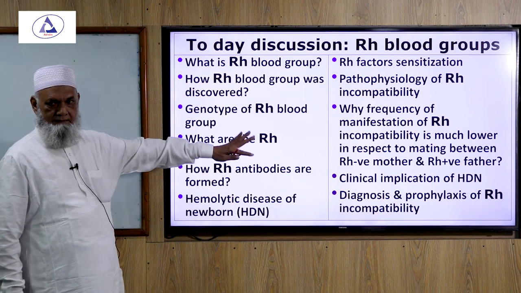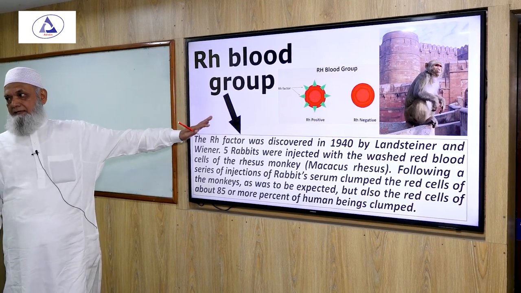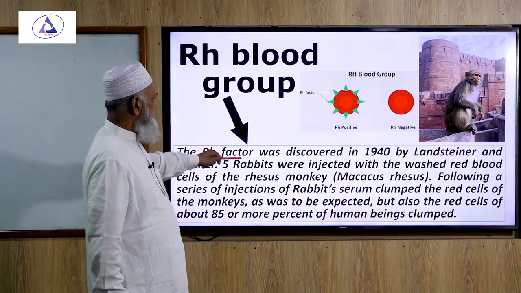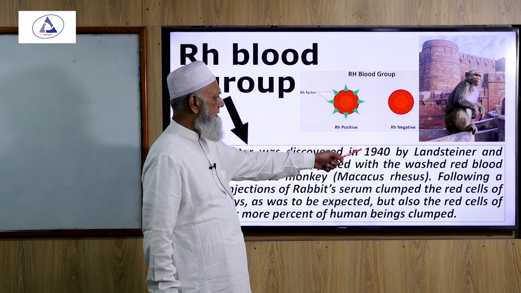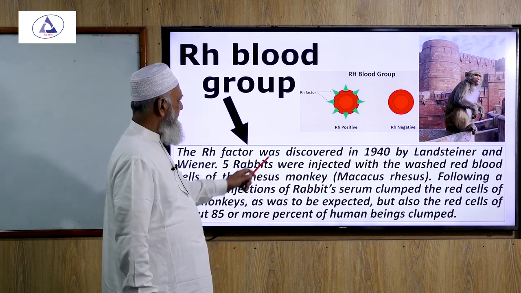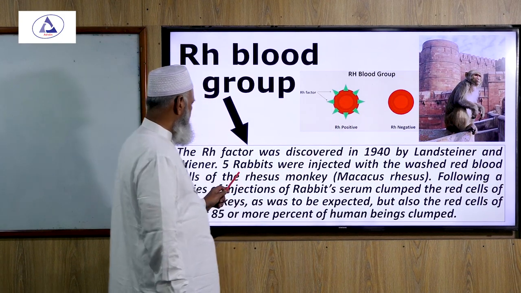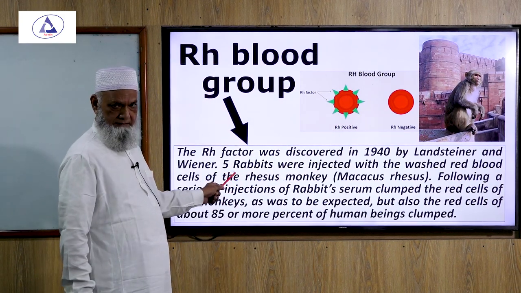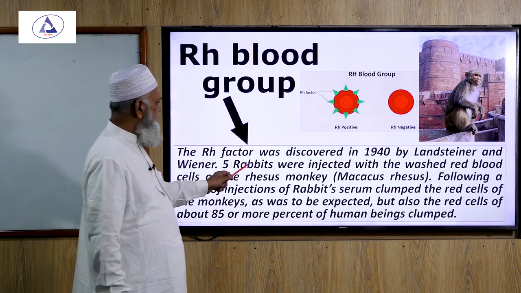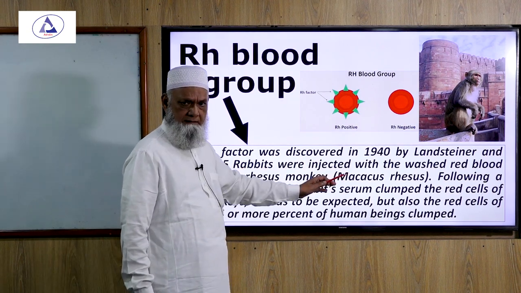This is the main heading. How was the Rh blood group discovered? In 1940, Landsteiner and Wiener injected washed red blood cells of rhesus monkeys into rabbits and collected rabbit serum after a few days, which was again incubated with washed RBC of rhesus monkeys.